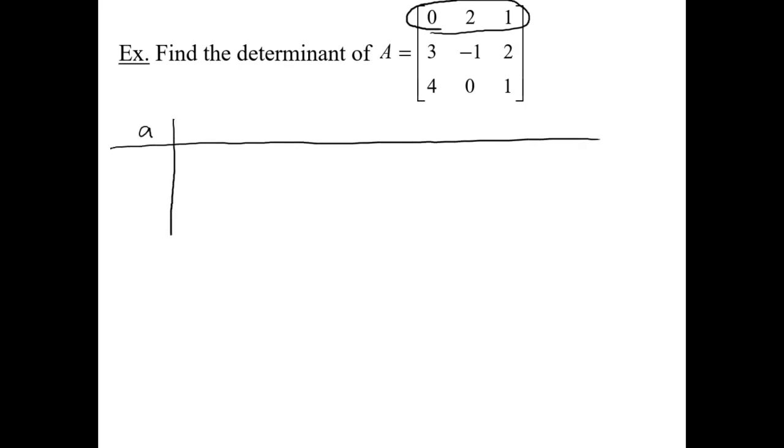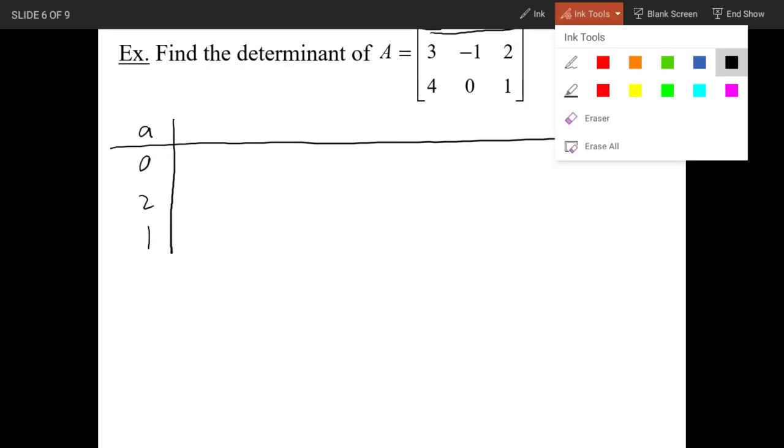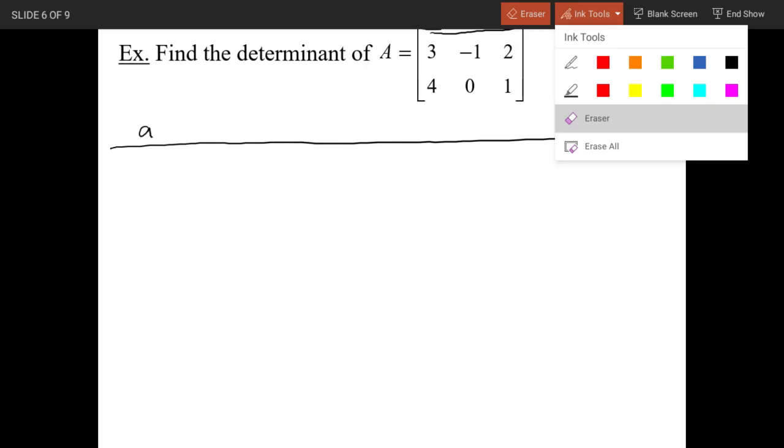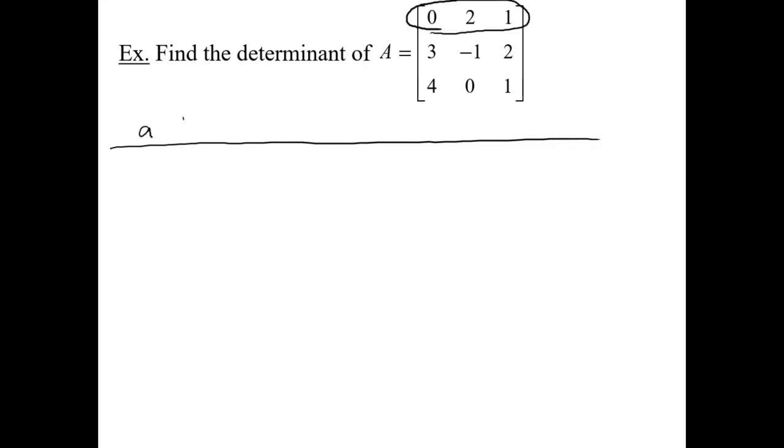The first column is going to have all the entries of that row that I picked. So the entries are 0, 2, and 1. Okay, so the A's are the entries. I should have given myself more space. Hold on, let's try it again. Okay, 0, 2, and 1. The next column is going to be the minors.